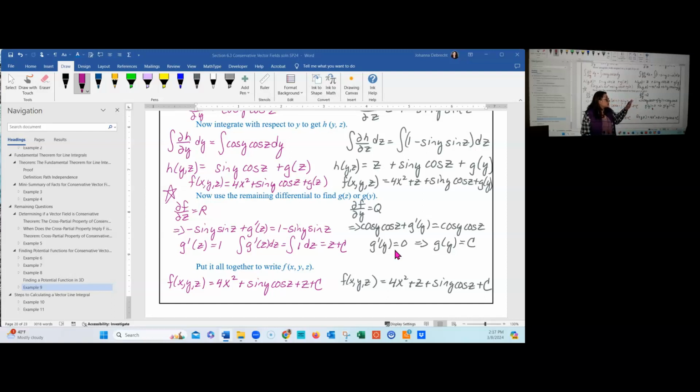Notice that these terms are alike, and so they cancel out, telling me that g prime of y is equal to 0, so g of y must be a constant. And again, I replace g of y with the constant, and I get this same potential function. If I had started this by using the partial with respect to y first, instead of the partial with respect to x, I would still have come up with exactly the same potential function.